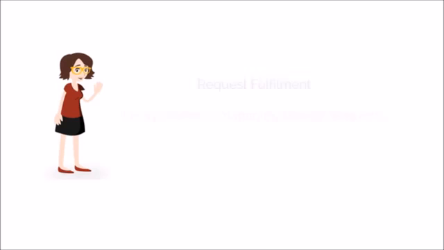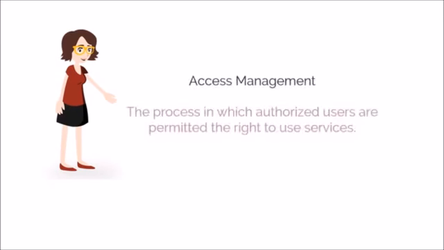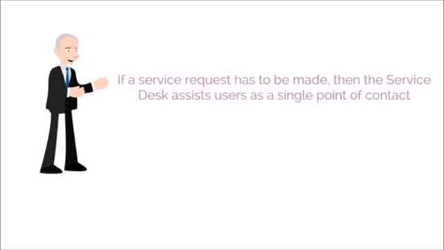Day in and day out, users make requests for standard services. Request fulfillment is the process where these service requests are handled. Requests that fall into this category are usually transactional in nature. They are typically low risk, relatively low cost, and frequently performed. And the final process in service operation is access management. This is the process in which authorized users are granted access to services while at the same time access is denied to non-authorized users.